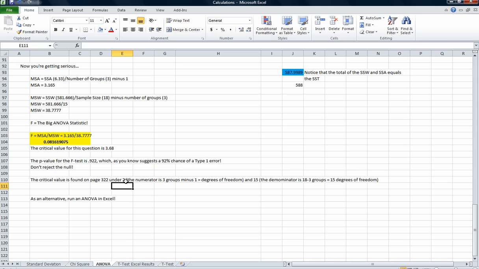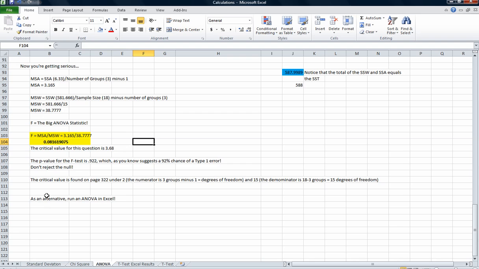And it's under number 2, which is the numerator degrees of freedom, which is 3 groups minus 1, so that's a 2, and 15, the denominator. So 2 and go down 15, and that is 18 data points minus 3 groups, which is 15 degrees of freedom. So you can see your number is 3.68. Now, noticing the actual statistic itself, it would have to be bigger than 3.68 to suggest that there would be variation among the means, and there's not even close to that.